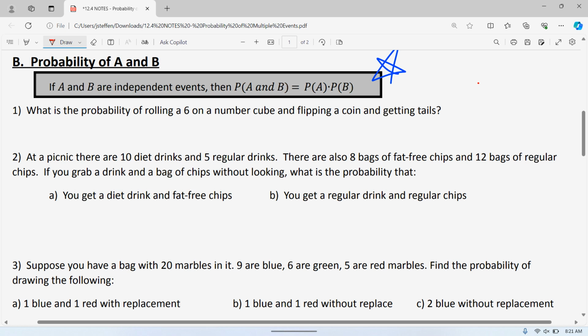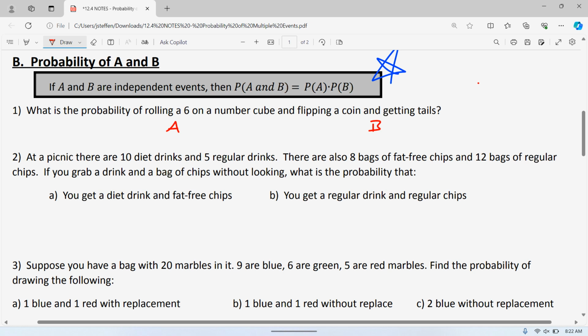So, what's the probability of 6 on a number cube and flipping a coin and getting tails? Now, again, first off, you won't have to do this every time because I'm not going to trick you guys. But this is an independent event. The cube doesn't affect the coin. The coin doesn't affect the cube at all. They are very independent events. So the probability of rolling a 6, that's your event A. Probability of flipping tails, that's your event B. All we need to do is find the probability of both of those and multiply them together.